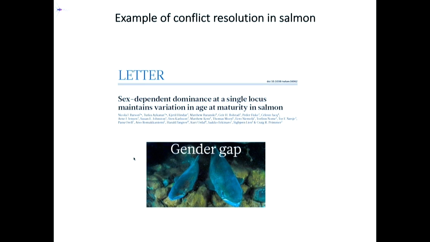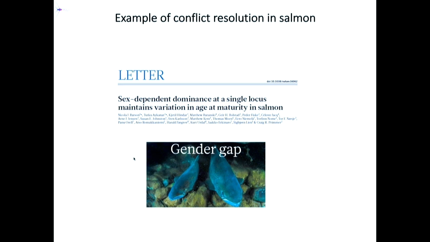This is one of my favorite examples, in the salmon, where you have the two sexes that disagree on body size and age at maturity. So females are favored if they mature later and at larger body size, whereas males are favored if they mature earlier with a smaller body size. So this creates a conflict over this trait.